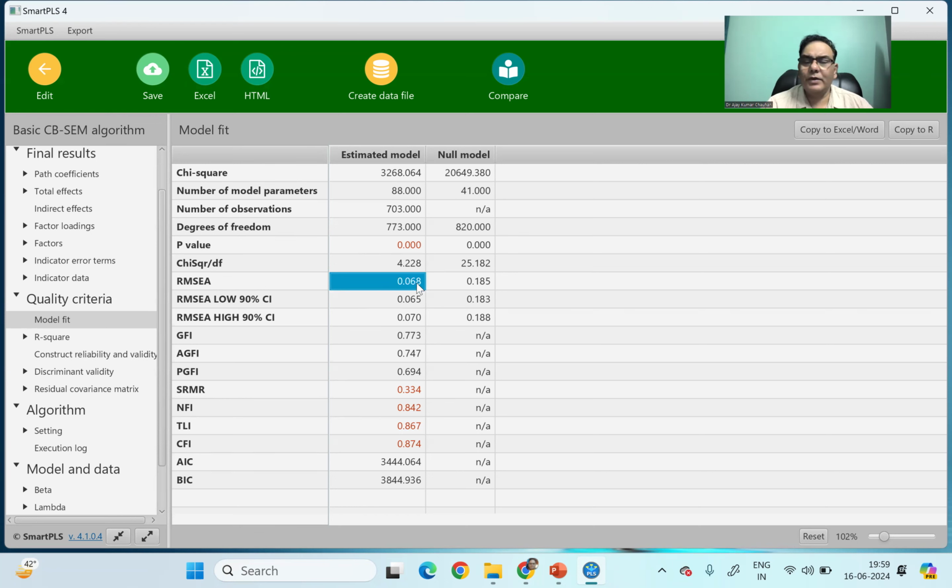RMSEA should be less than 0.05. That is there. GFI should be greater than 0.8. यहाँ पे थोड़ी कम है. And NFI, TLI value, they should be more than 0.9. So ये थोड़ी कम है.